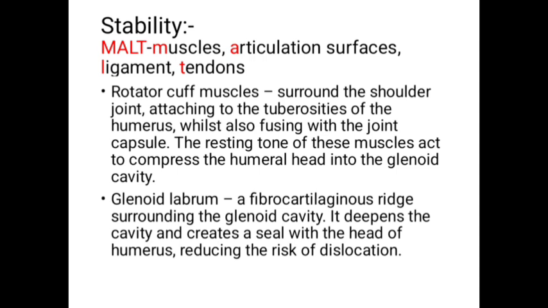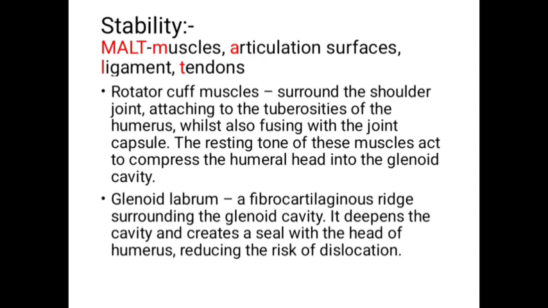Now for the shoulder joint, here are some structures that help in stability. The one is the rotator cuff muscles. The rotator cuff muscles surround the shoulder joint, attaching to the tuberosity of the humerus, and the resting tone of the muscles helps to compress the head of the humerus into the glenoid cavity.